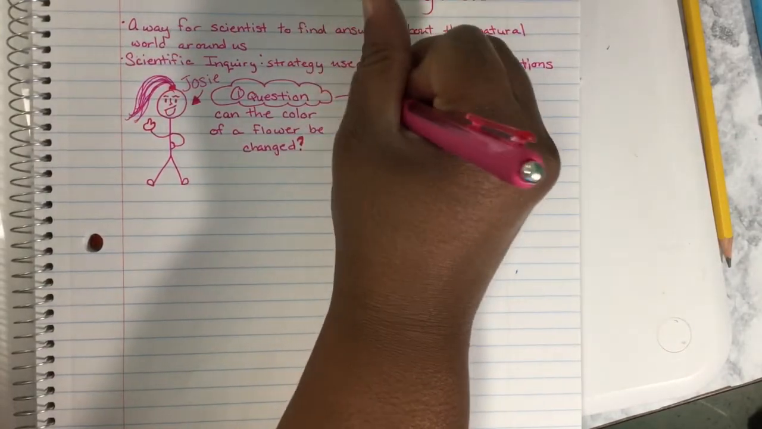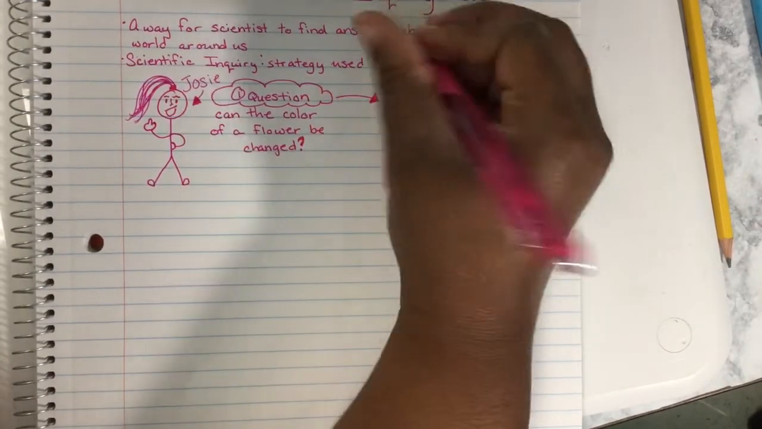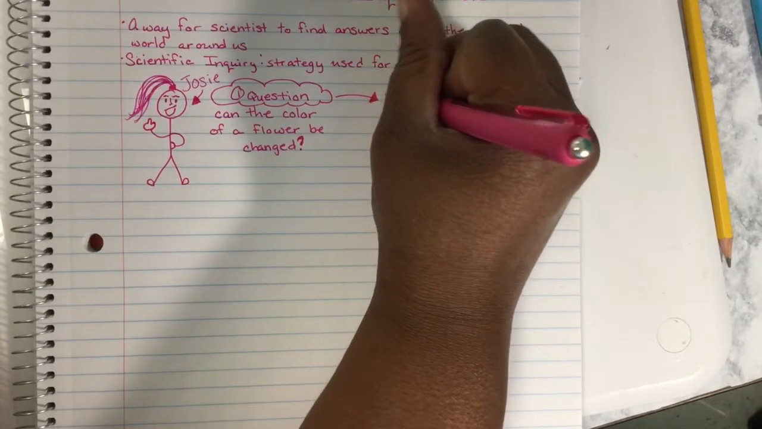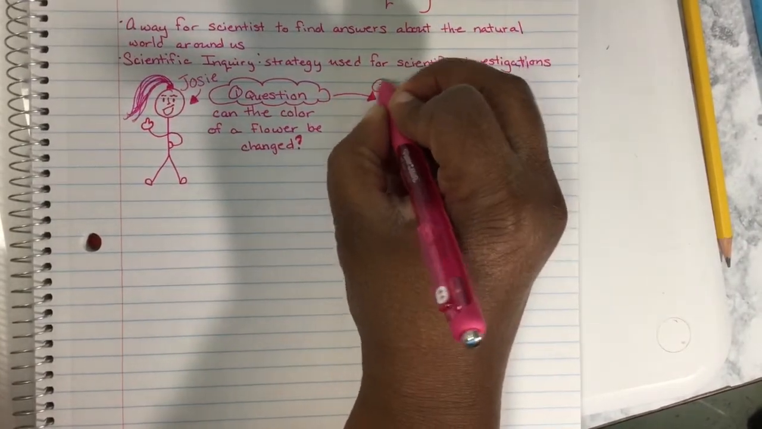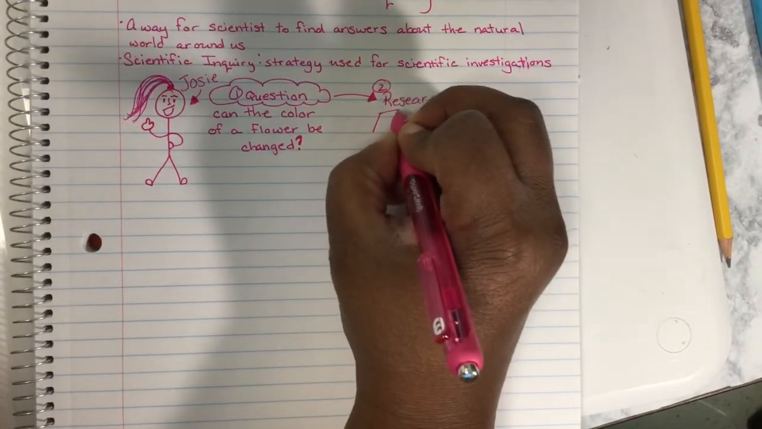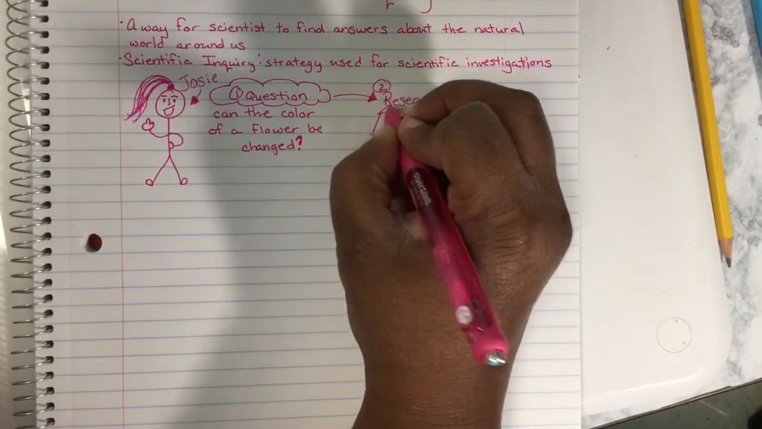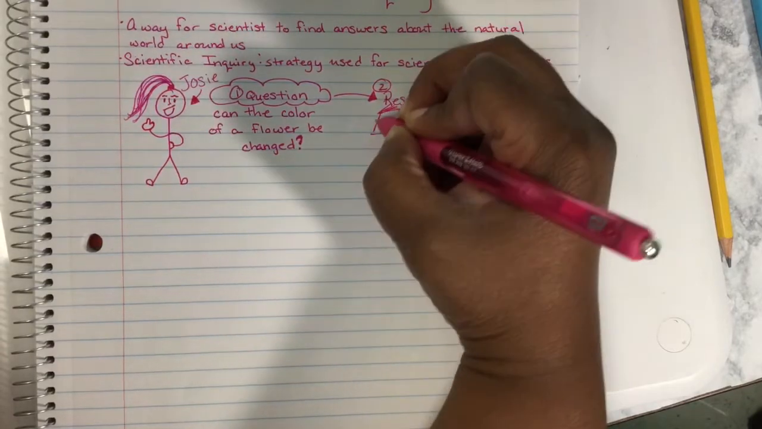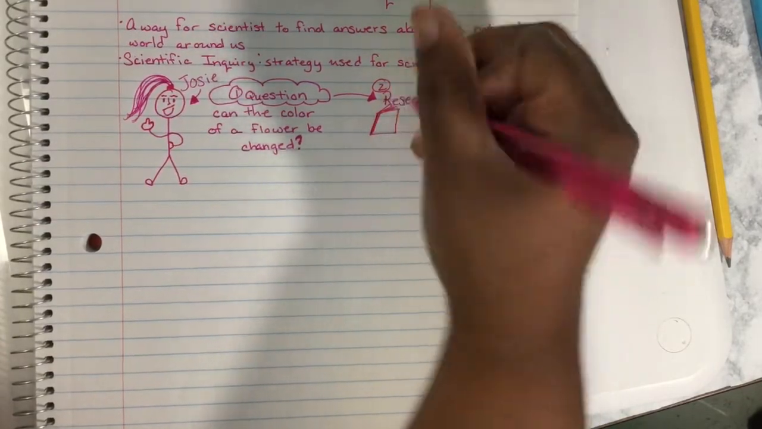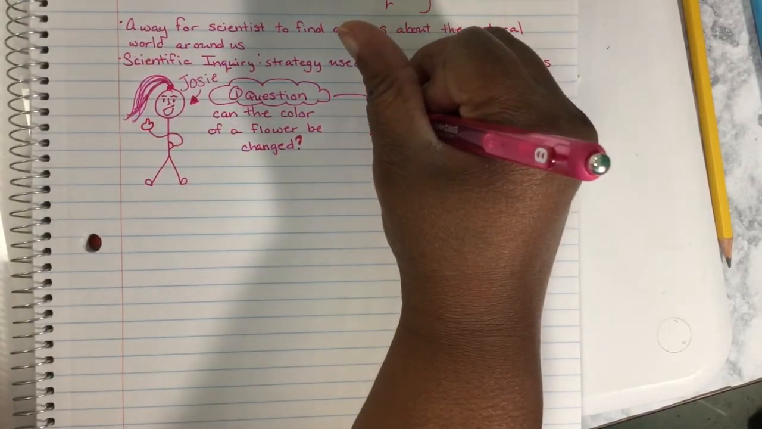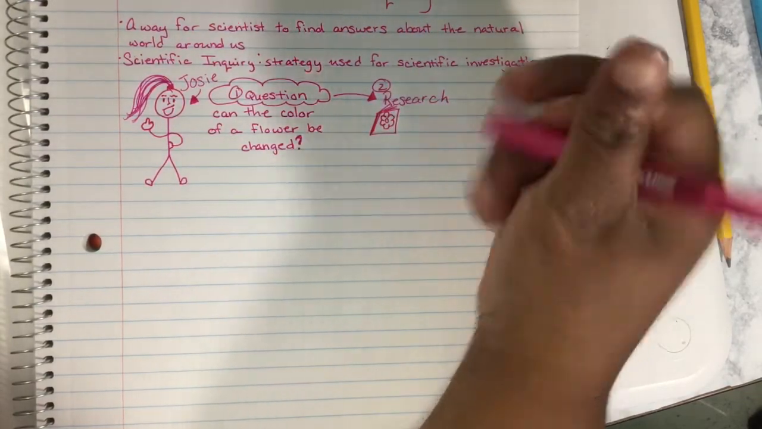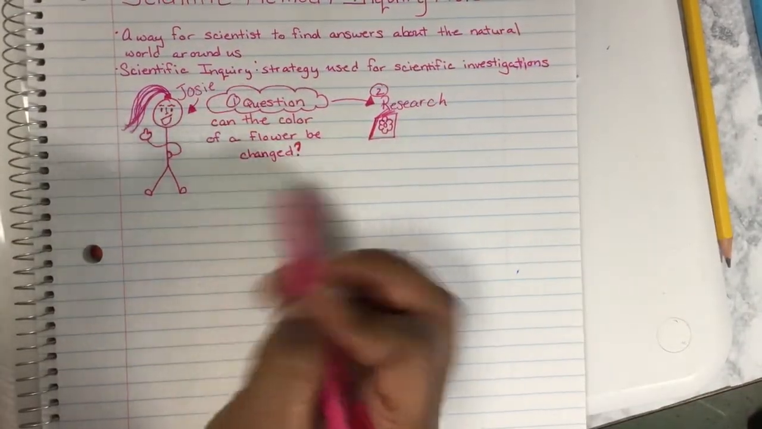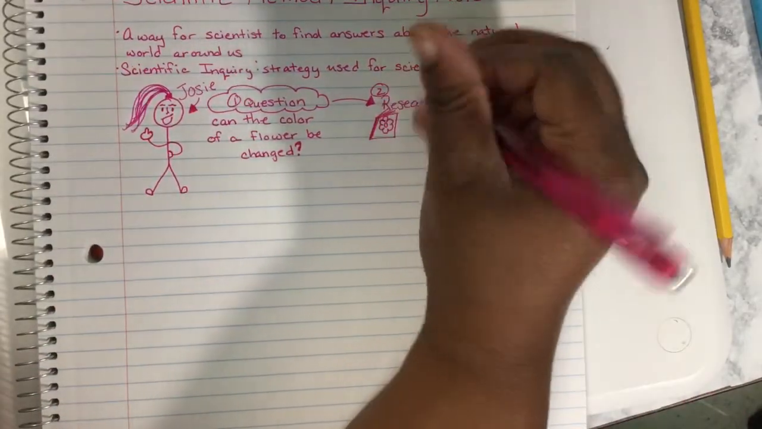When we ask that question, we then get to move on to doing some research. I don't care if you do your research with a book. I don't care if you do your research with a computer. But you must do research, and it should be over the topic that you are questioning. So Josie's not going to look up a book on space and try to answer her question, can the color of a flower change? It just doesn't make sense.